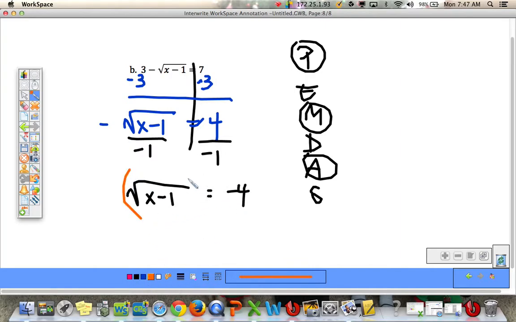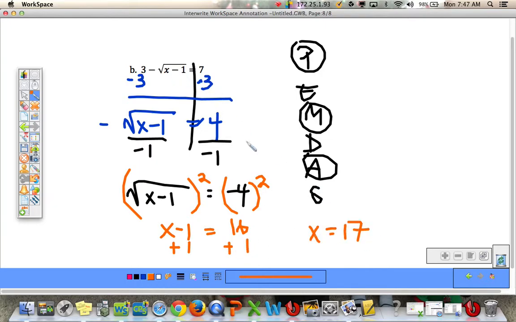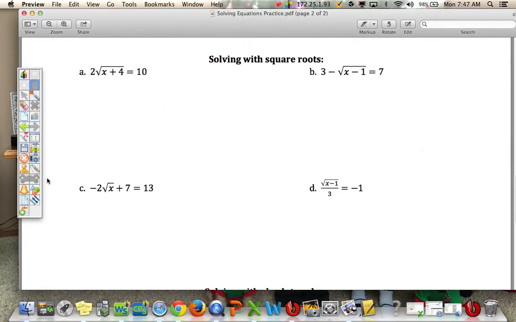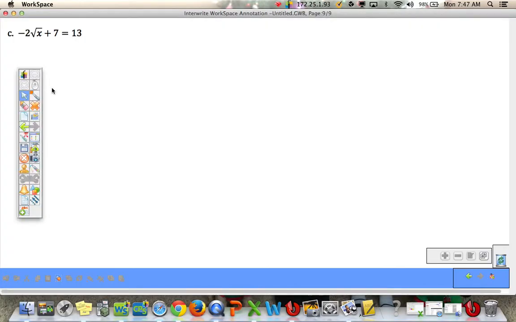Get rid of the square root by squaring. You have x minus 1 equals 16. And get rid of the subtracting by adding, x equals 17. And again, you could plug in and check your answer. 17 minus 1 is 16. The square root of 16 is 4, or -4. And 3 minus a -4 will give us 7. So that does work. Okay, let's try two more square roots. And then we'll take a look at absolute value.